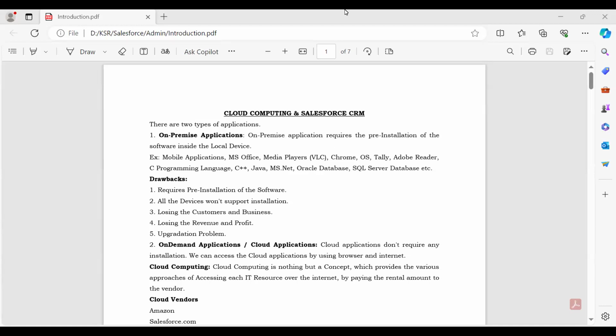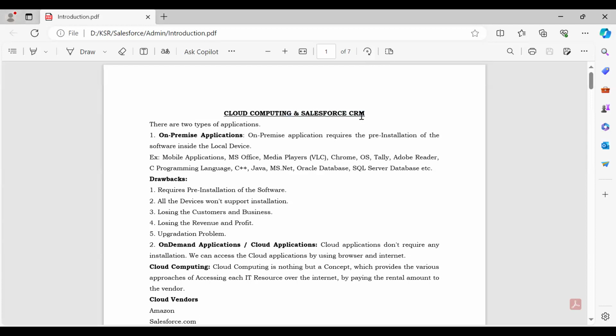And as part of this curriculum, we are going to discuss the 3 modules. First one is Salesforce Admin. It is also called the configuration part. So today we will start this admin or configuration part with the introduction. Okay, now, cloud computing and Salesforce CRM.